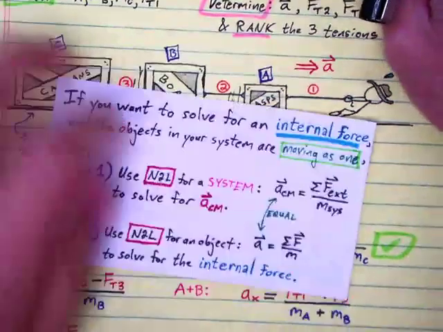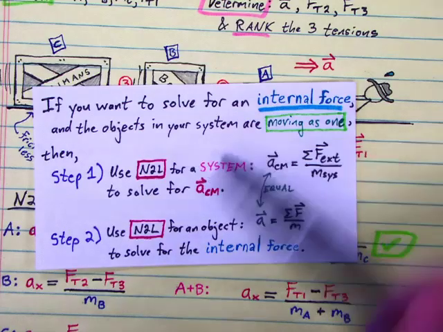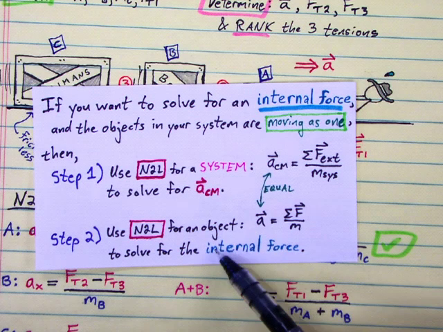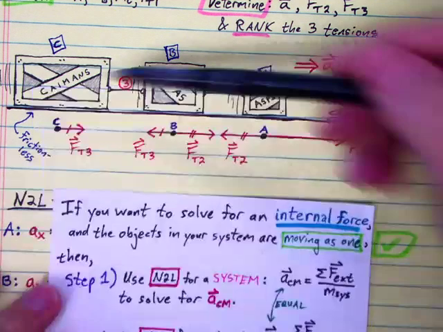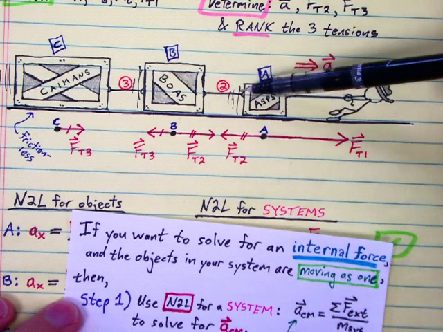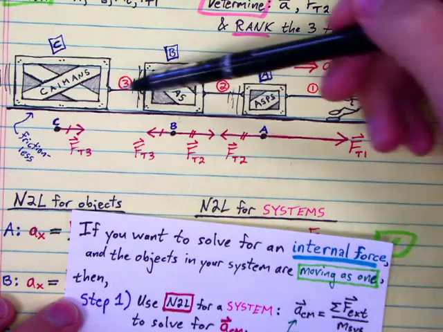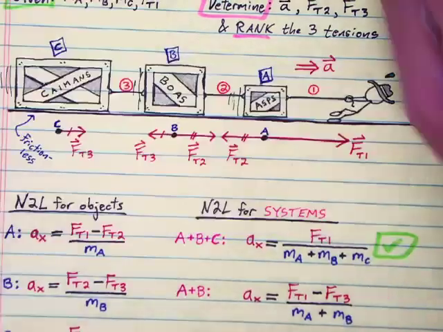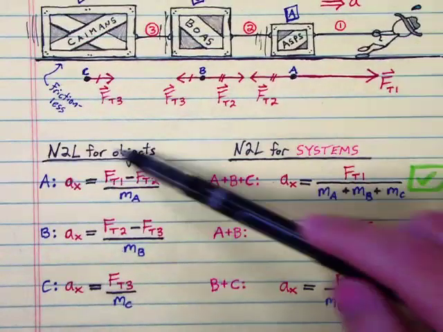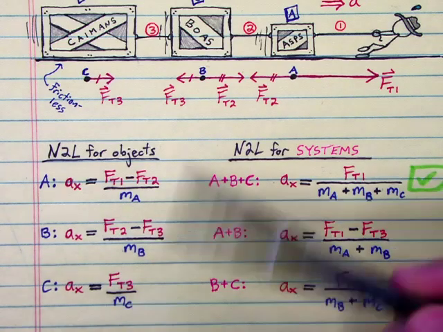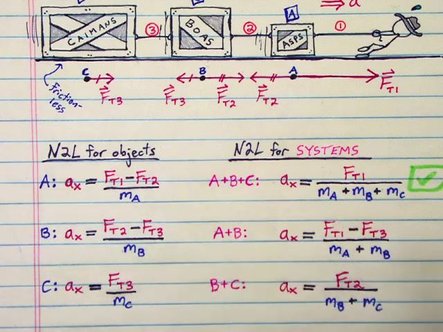And our strategy recommends that now we use N2L in step 2 for a single object to find one of the internal forces. If this is our system, A plus B plus C, then tension 2 and tension 3 are internal forces in that system. So we want to go to N2L for just one object. So let's look at our N2Ls here. This one looks the simplest. We could solve this one right here for tension 3.